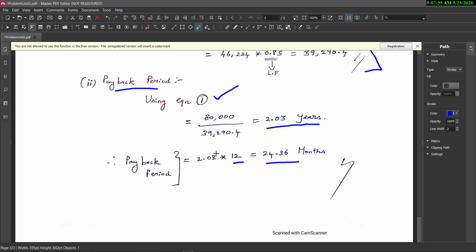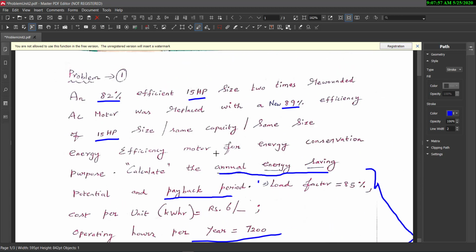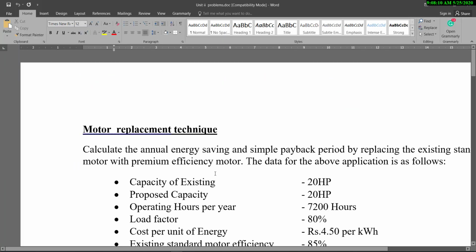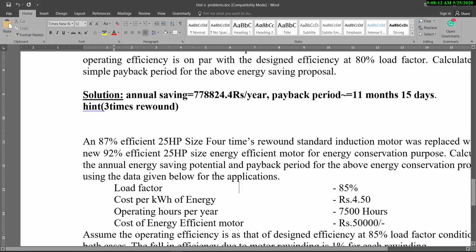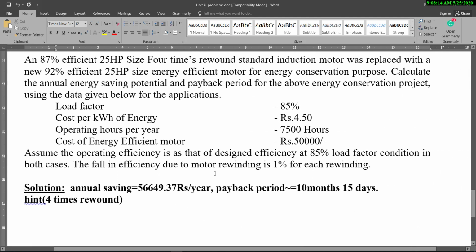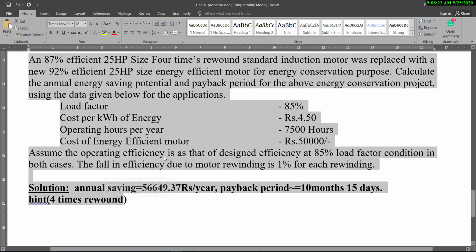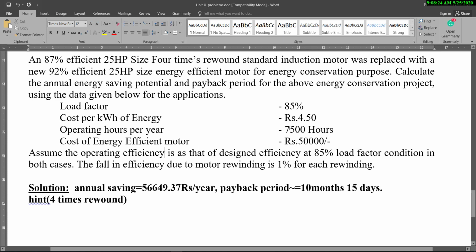This is one of the simple problems based on annual energy saving and payback period. If you want to solve an exercise like this, this is one example with the solution, and the answer is given. If you want, you can note it by pausing the video.